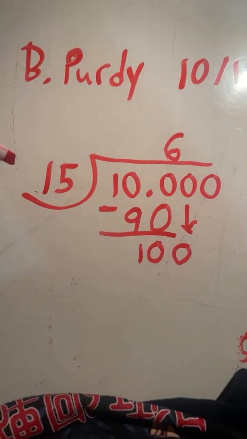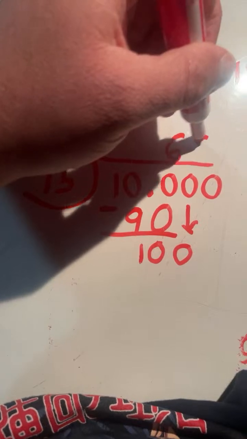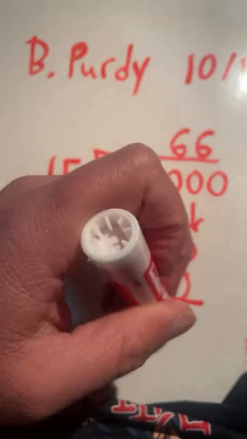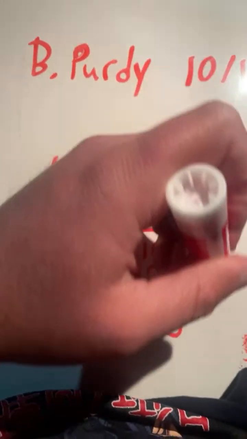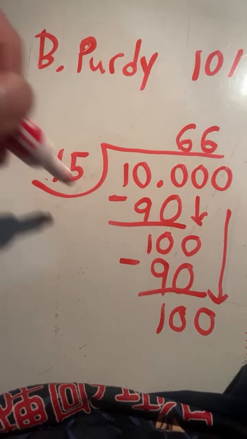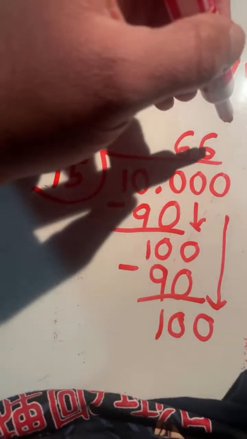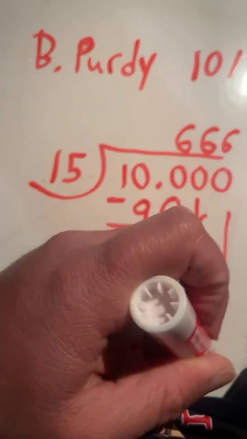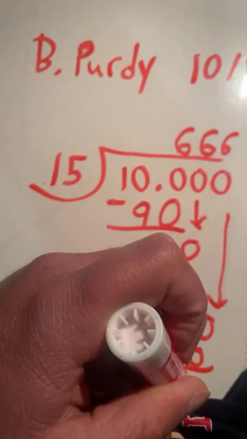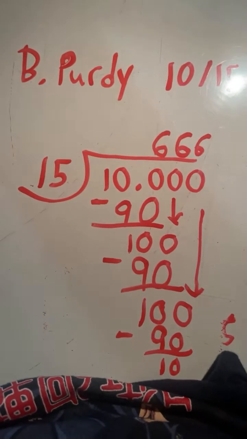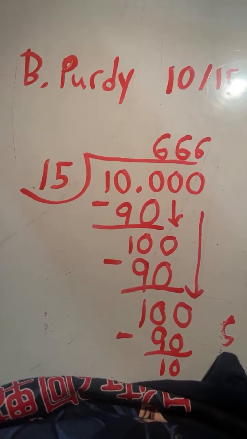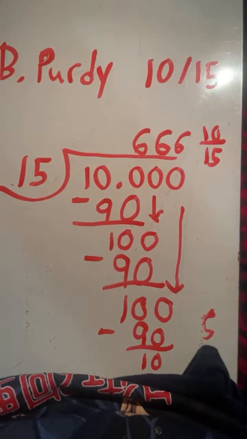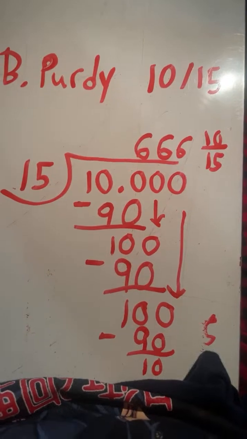100 divided by 15. Again, same thing. 15 goes into 100 six times. 100 minus 90 is 10. So it ends up sort of being the same thing. 100 divided by 15. So it's ongoing.